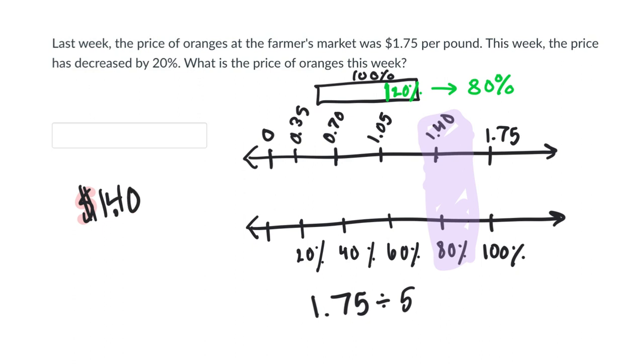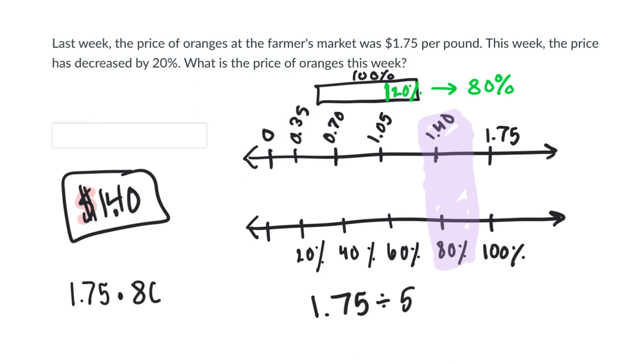$1.40 per pound. Now, the other way to do this, once we get that without having to do all the increments and all the breaking up, is we know we're paying 80% of the product. So if we just take 175 and multiply it by 80%, which is 80 over 100, we also get 140.